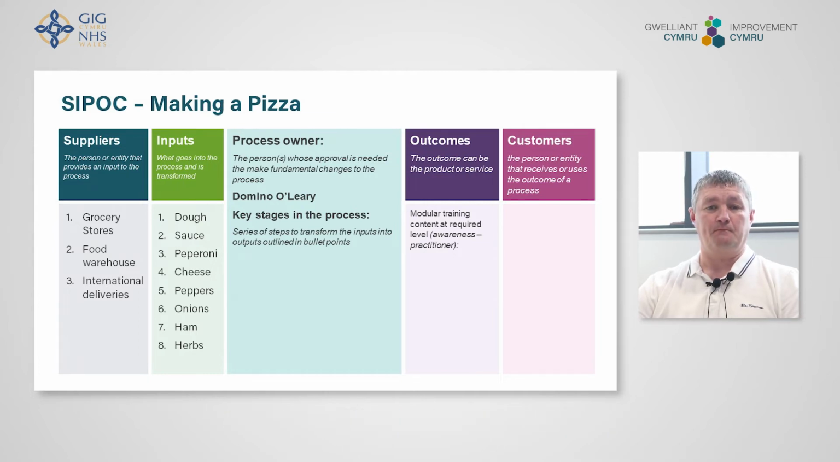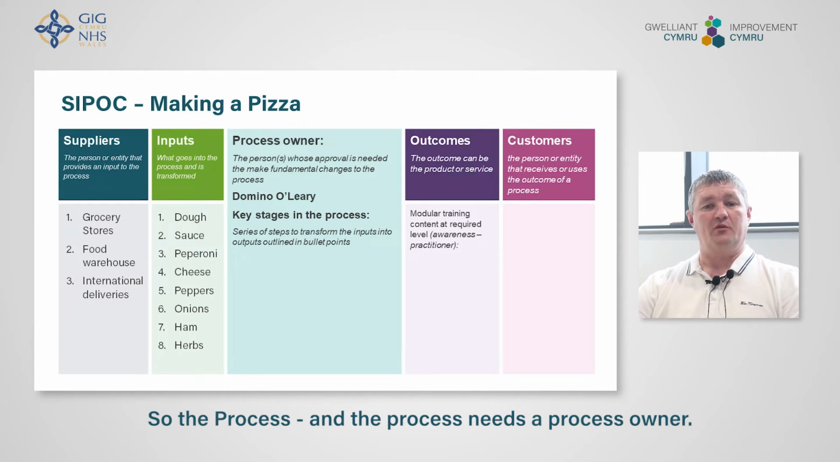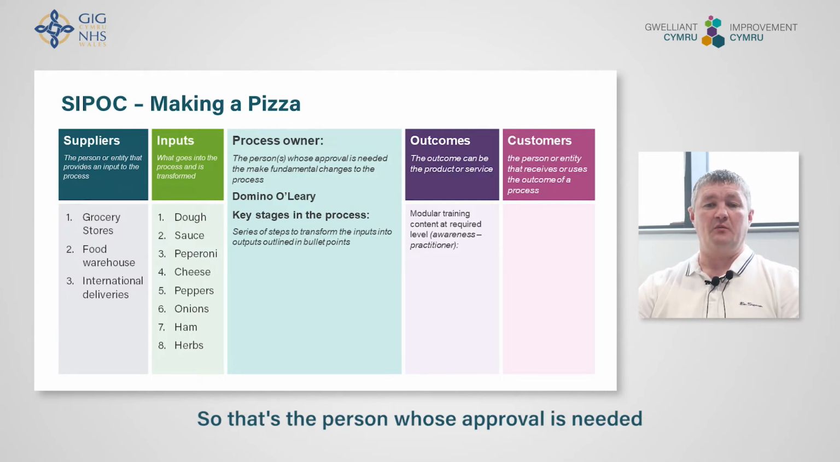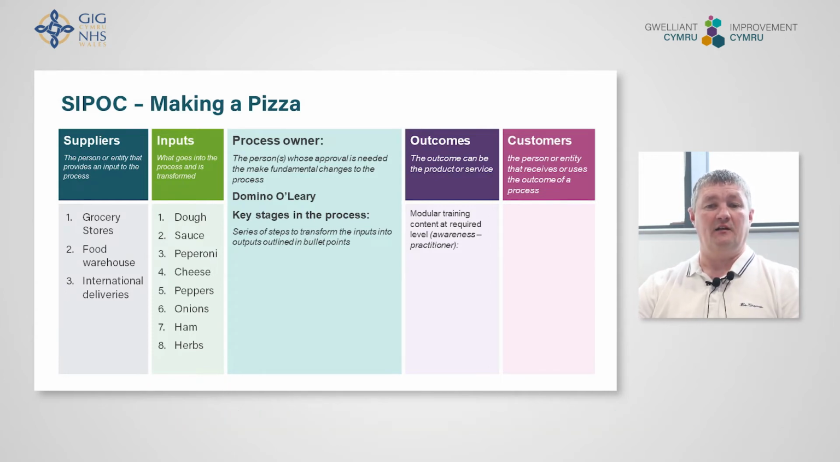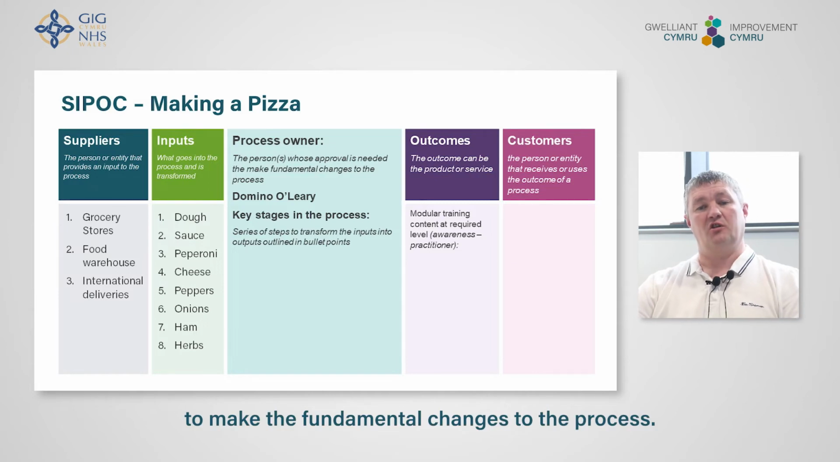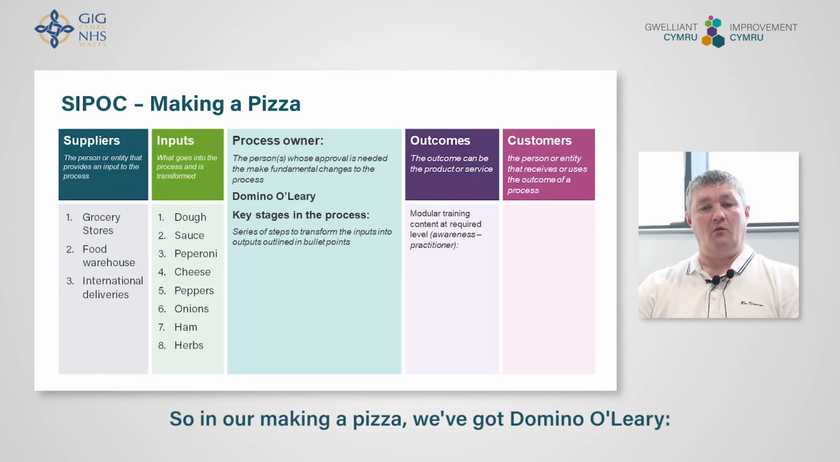So the process needs a process owner. So that's the person whose approval is needed to make the fundamental changes to the process. So in our making a pizza, we've got Domino O'Leary.